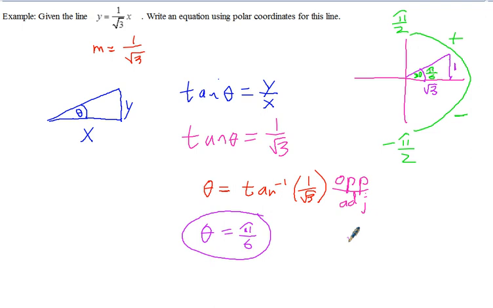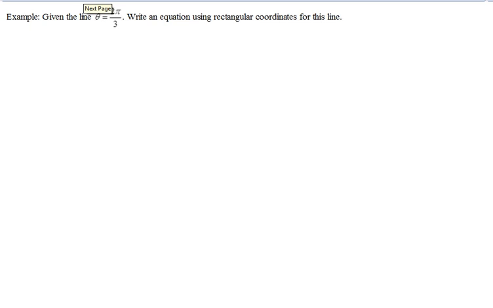Now let's look at one more where we go the other direction. So now we're given a line in polar coordinates. It's 2 pi over 3. We want to write the equation using rectangular coordinates for this line, the other way around. So again, it helps if you draw this out here.